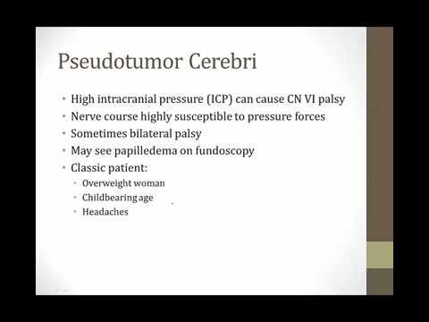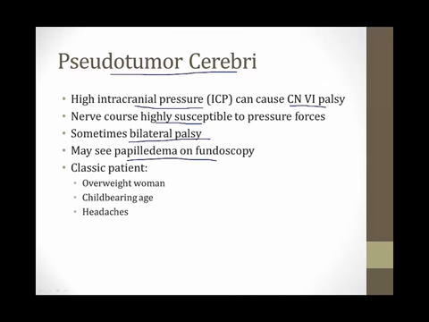One potential cause that you always want to think of when you see a description of a cranial nerve 6 palsy is pseudotumor cerebri. I discussed this condition in detail in the module on ventricles and sinuses. Pseudotumor cerebri occurs when there is high intracranial pressure. This can lead to a cranial nerve 6 palsy. The course of cranial nerve 6 is highly susceptible to pressure forces when the intracranial pressure becomes elevated. Sometimes high intracranial pressure can lead to a bilateral cranial nerve 6 palsy. There may also be papilledema on fundoscopy, especially in a board question.